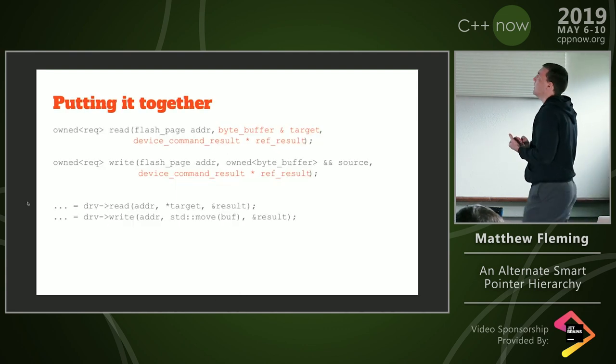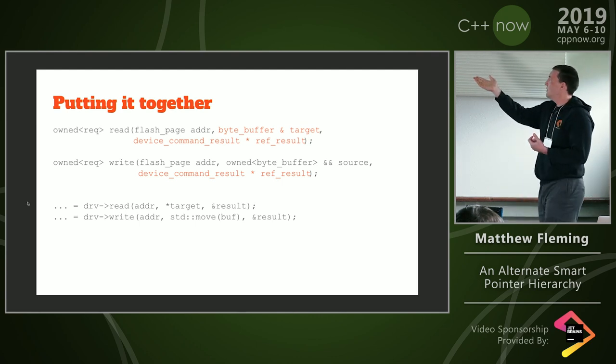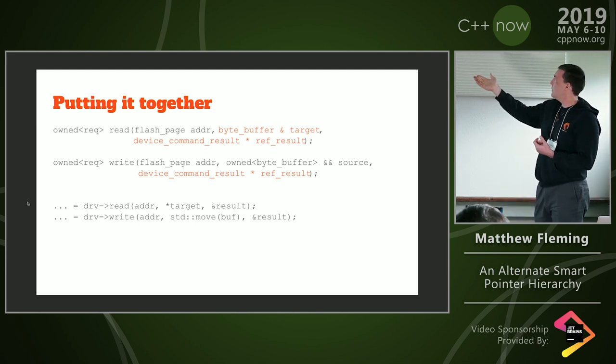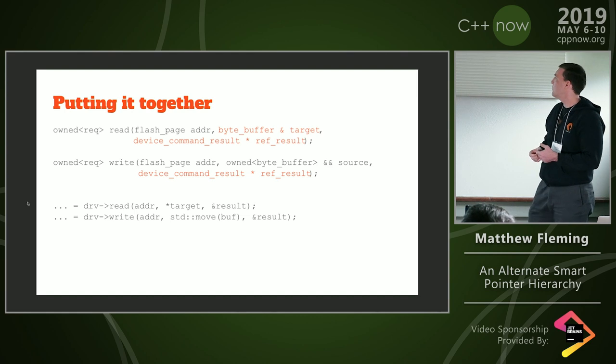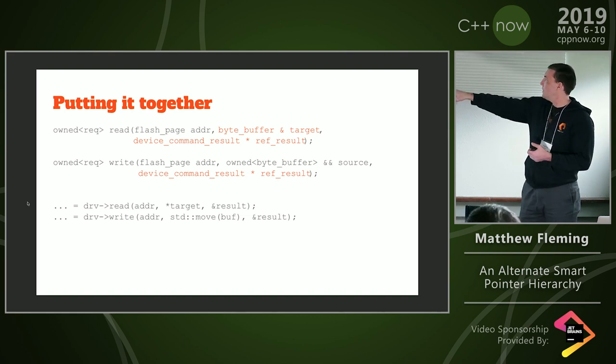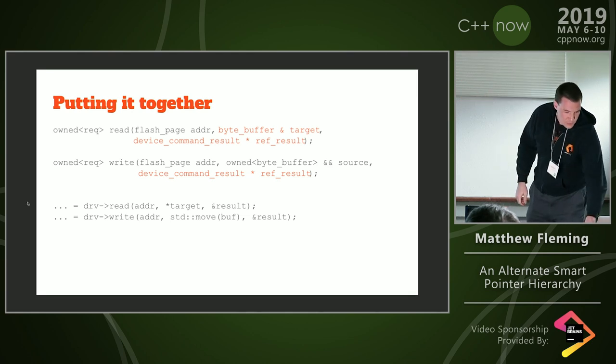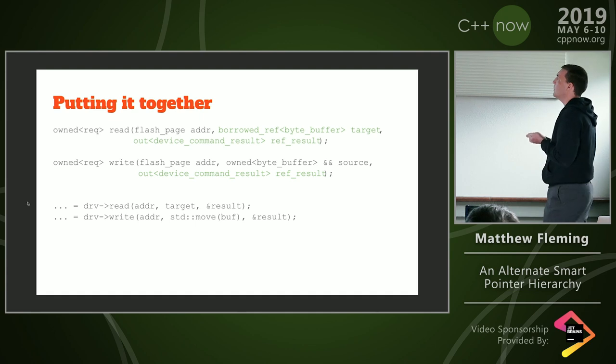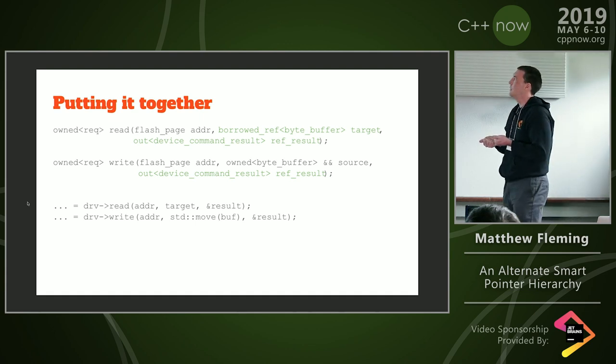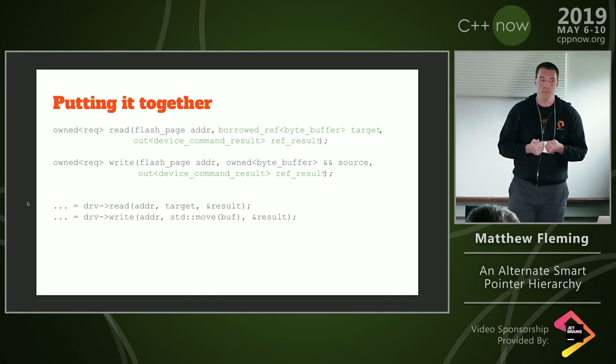So if I put these things together, what I had before was, I took a byte buffer by reference and a command result, some kind of result type, by pointer because I'm filling it in. And my calling code would look like, I have some flash driver and say read, here's the address, here's the target buffer, fill in this result. And if I just change them to represent ownership, the callers essentially stay the same. But now I know exactly what the lifetime of all of these things should be.